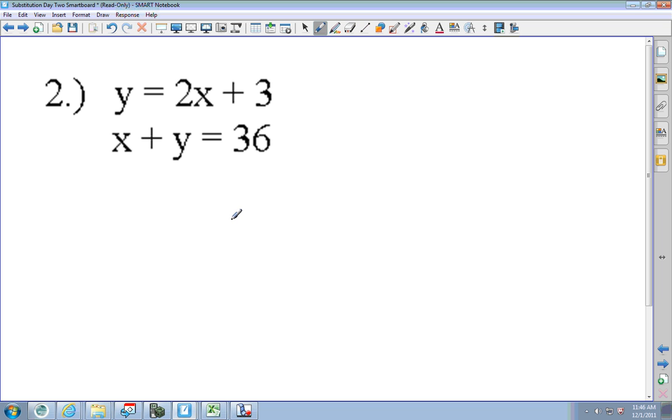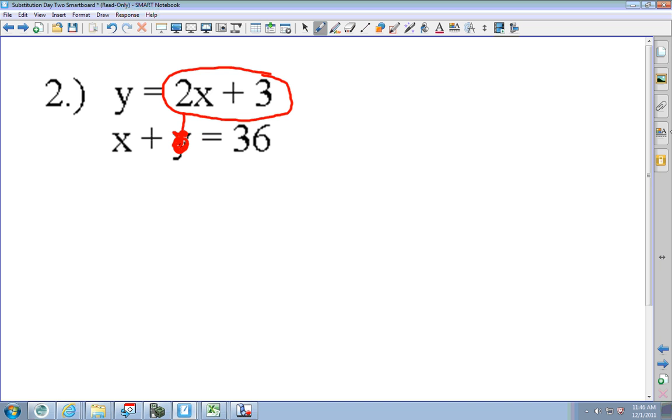Does one of my equations say y equals? Yes, it does. Circle the one that says y equals. Now, I'm going to draw a line and draw an arrow to my y. I'm going to substitute all of this in for my y. What I'm trying to do is get rid of one of the letters so that I don't have an x and a y. I just have, in this case, an x.